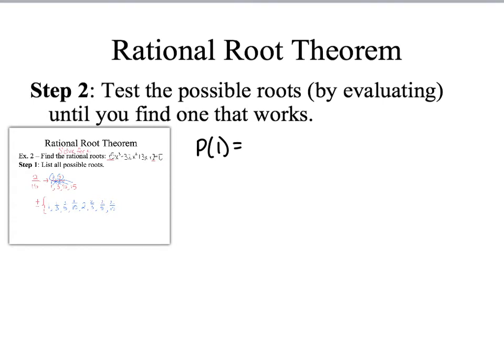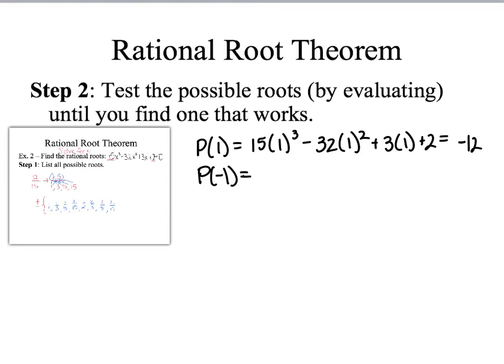If you are evaluating each one, you could plug it in simply for x, and doing this straight on the home screen, we could see what we get when x is equal to 1. And we see the answer would be -12. So remember, we're looking for 0. You could also do this with synthetic division. Now let's check -1. For -1, we get -48. So we can see clearly that 1 and -1 do not work.